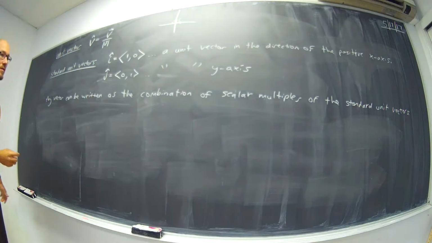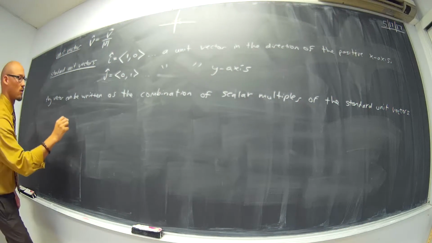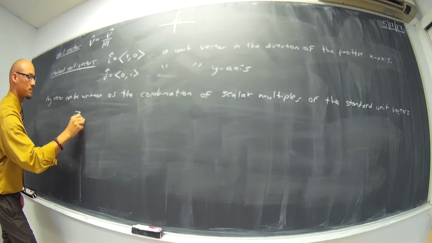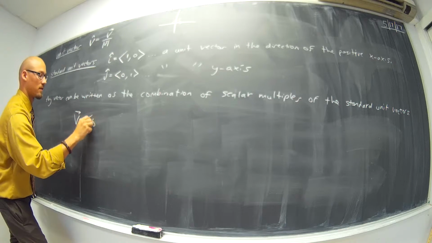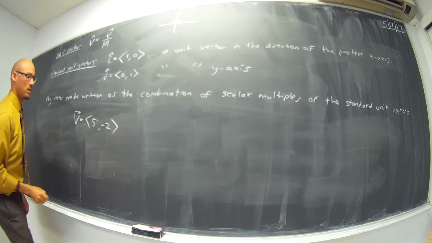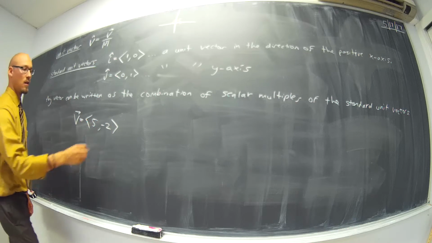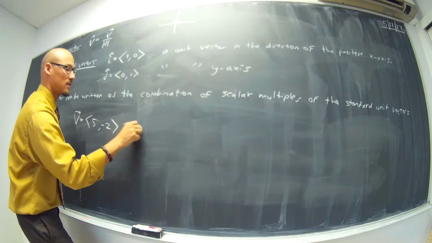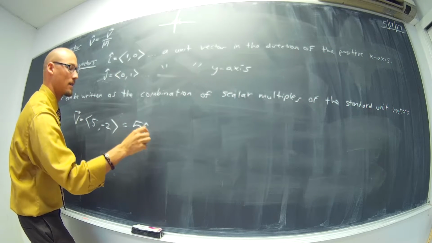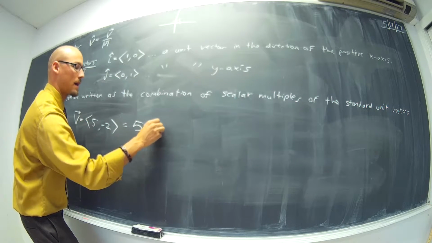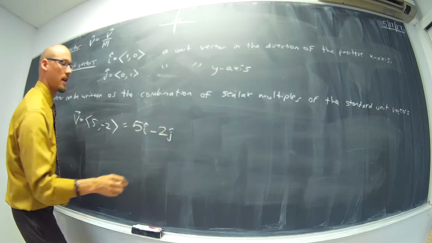So let's say we have a vector and it's 5 comma negative 2. You can write it like that, or you can say this is 5 I hat minus 2 j hat.